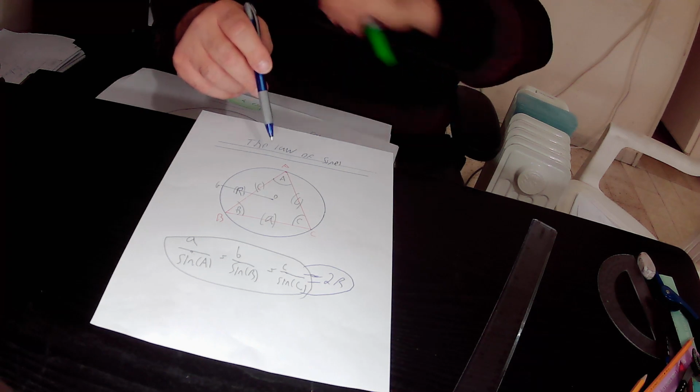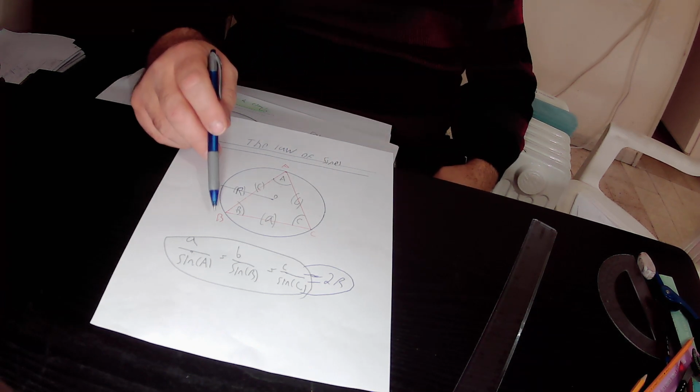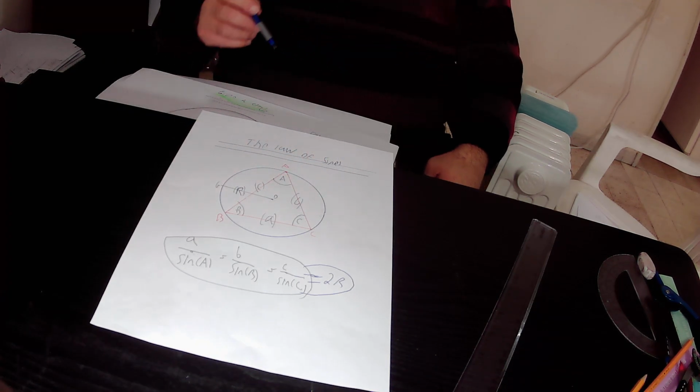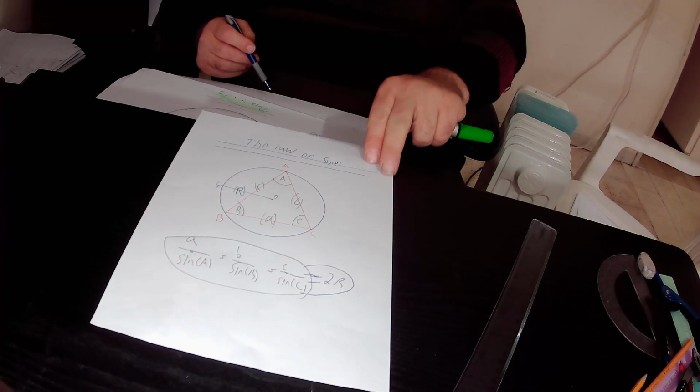Again, R is the radius of this circle that blocks triangle ABC. So a over sine A equals b over sine B equals c over sine C equals 2R. So we can implement the law of sines in our triangle ABC.